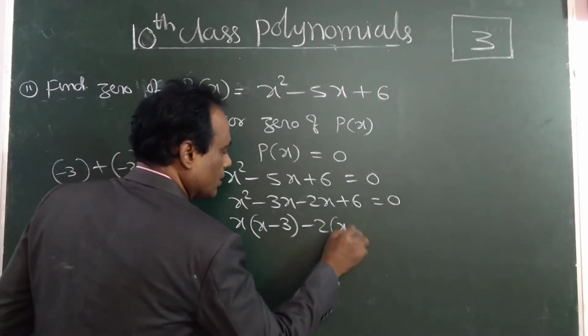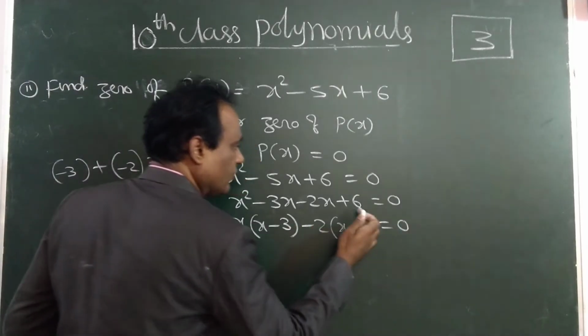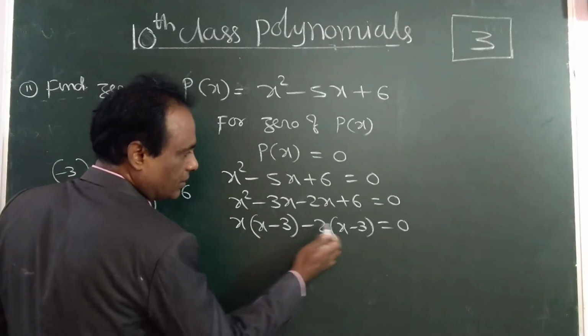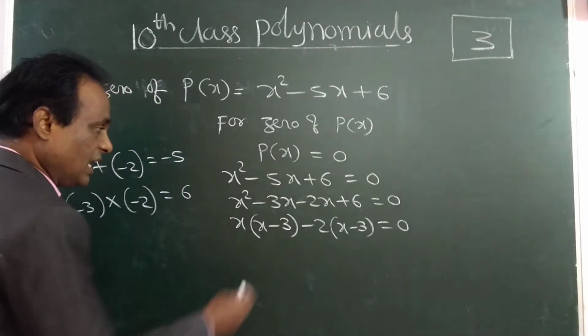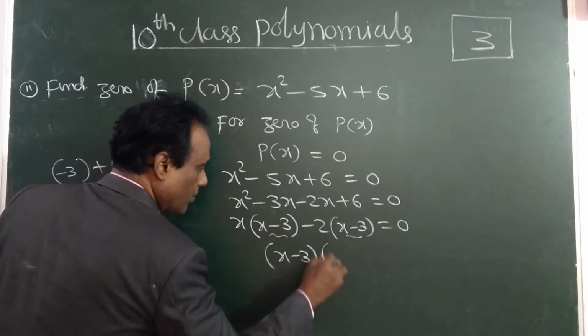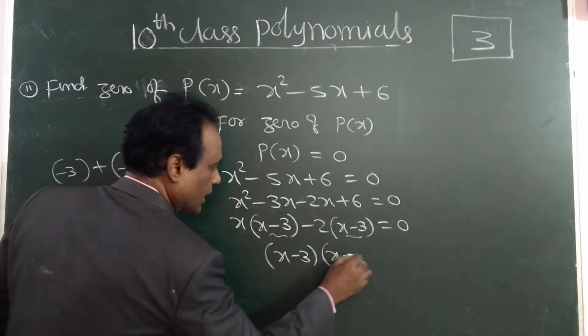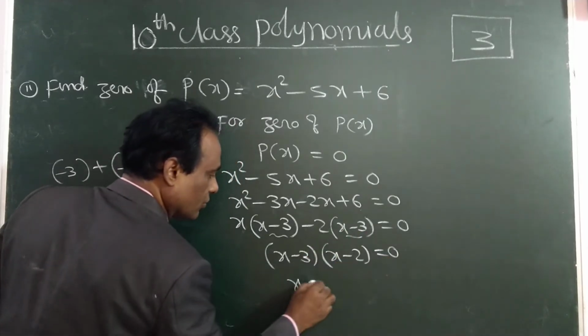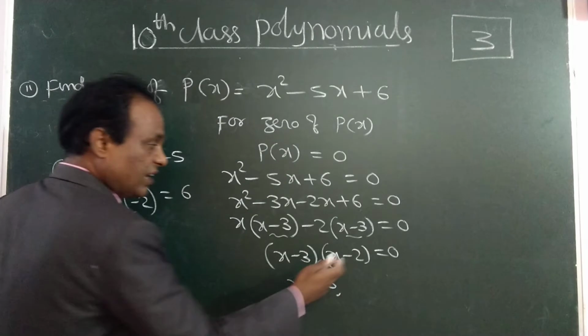Minus 2 common. X minus 3. See, 6 can be written as 2 into 3. Minus common means we have to write minus, so minus into minus is plus. Now x minus 3 common, x minus 3 common, what is the other number? X minus 2.